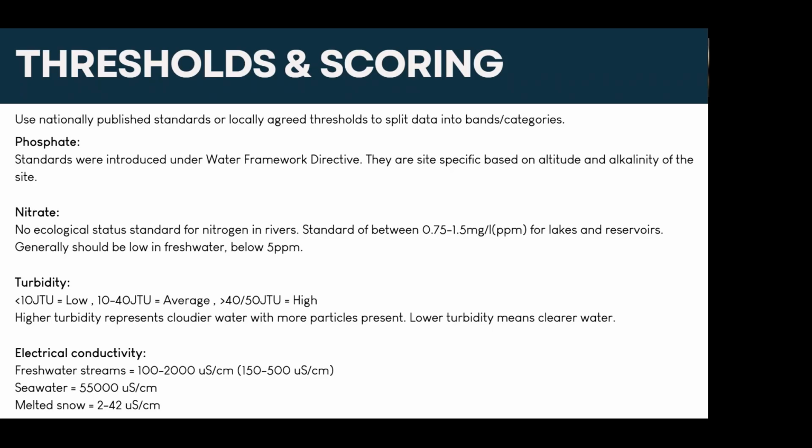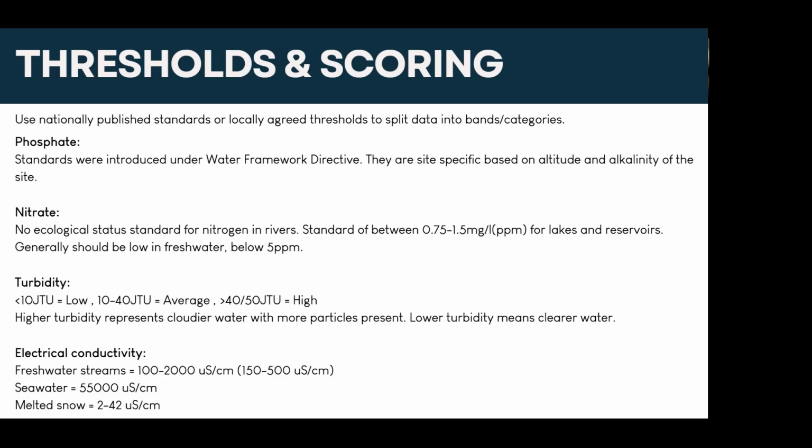So even once you cleanse data and split it out into its raw form, it can still be quite hard to determine what it's actually telling you in terms of whether it's a good or bad result. And this is where thresholds or scoring can come into effect and can be really, really useful. So you can compare your data against nationally or in some cases locally agreed standards. And then it splits it into bands or categories, which again is a lot easier to interpret, because you get to see whether a result is actually within good, bad, poor, for example.